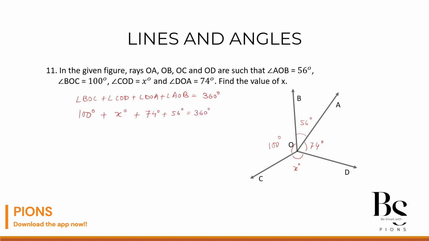So let's first simplify on the left hand side. X, let's keep on the other side and let's add 100 plus 74 plus 56. Let's add up. 4 and 6, 10, 1 here, 7 and 5, 12, 13, 130 degree, that is equal to 360 degree. Now 100 plus 130, that will be 230 degree, that is equal to 360 degree. Now let's take this 230 on the right hand side. It will be 360 minus 230. So 0, 6 minus 3 is 3 and 3 minus 2 is 1. So X is equal to 130 degree. That's our value of X in this problem.